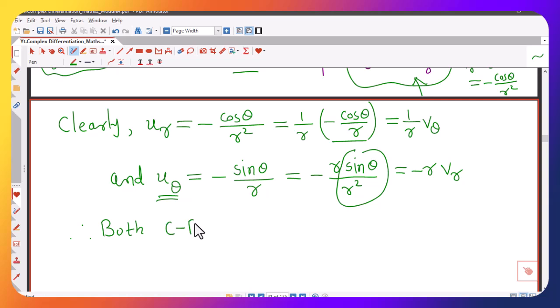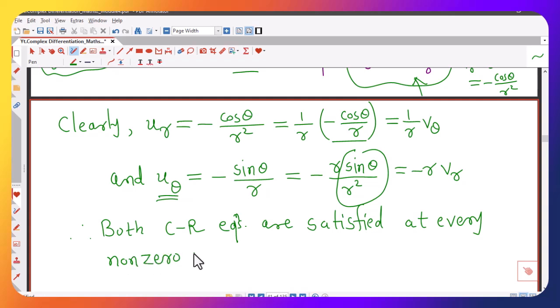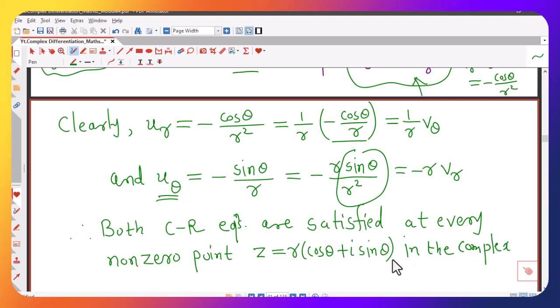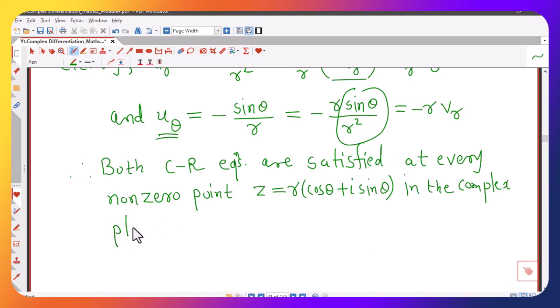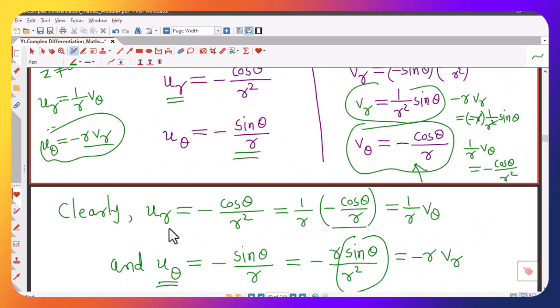So we can write that therefore both Cauchy Riemann equations are satisfied at every non-zero point z, at every non-zero point which we have written in polar form as z equal to r into cos theta plus I sin theta in the complex plane. CR equations are satisfied at every non-zero point in the complex plane.